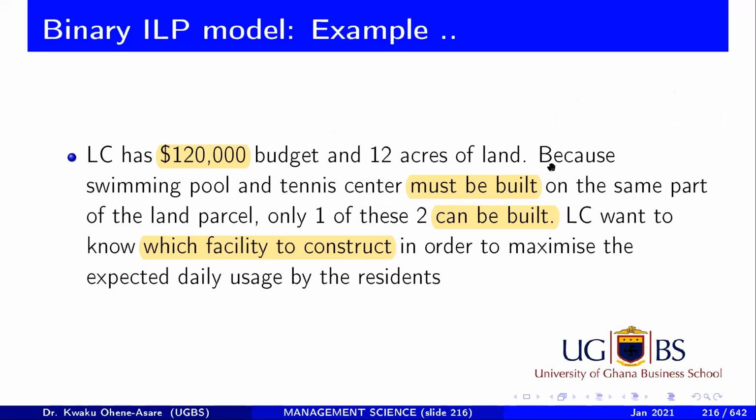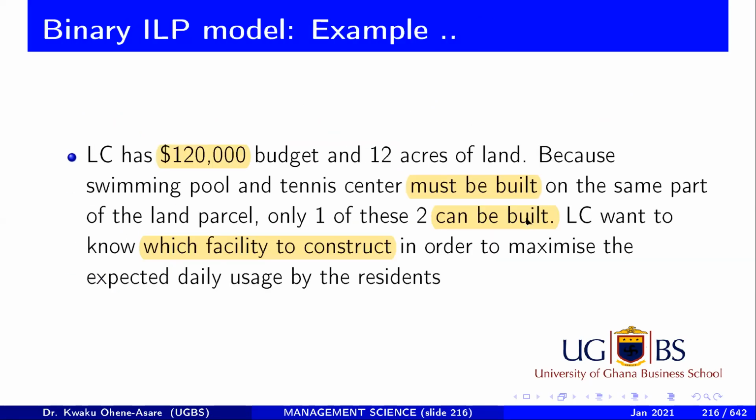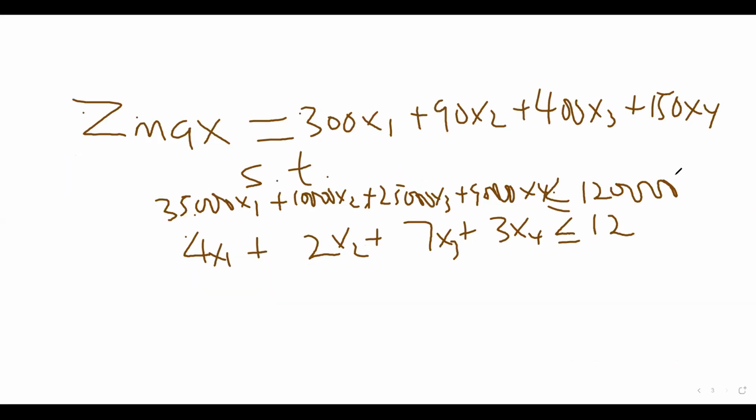So look at it. It says that because swimming pool and tennis must be built on the same land, only one of these can be built. That's a contingency constraint. So how do we capture that? Because these two, tennis and swimming pool, must be built on the same land, only one of them can go onto the land.